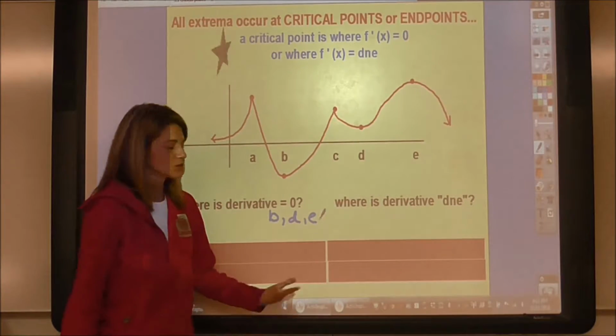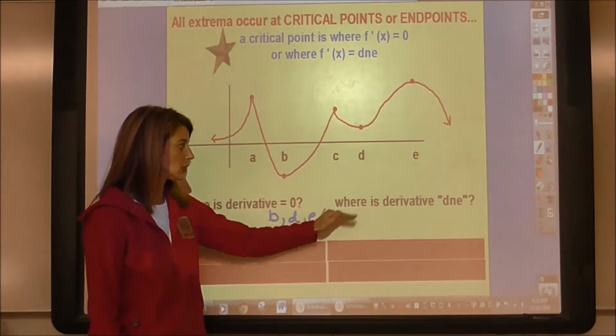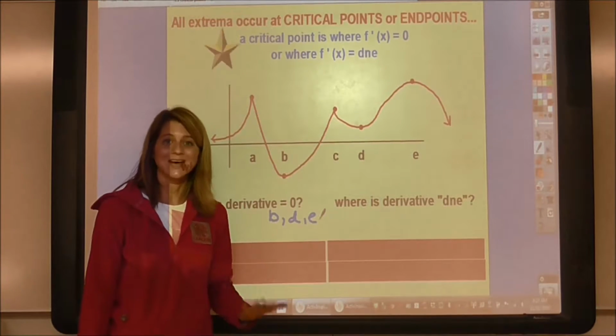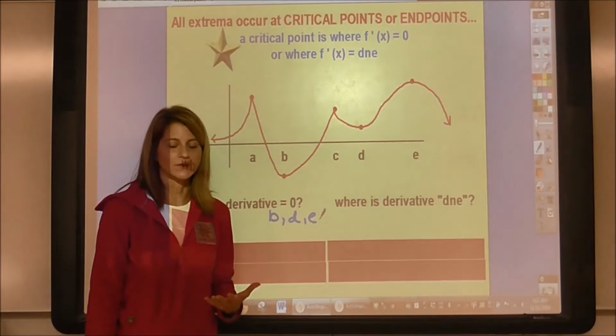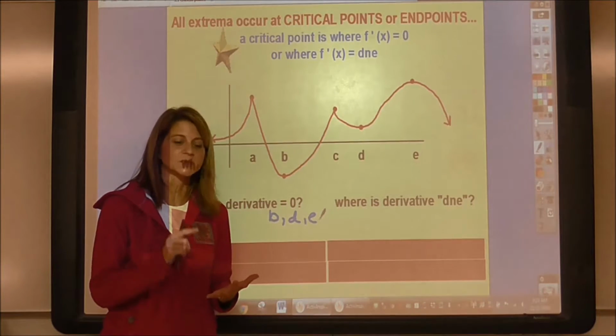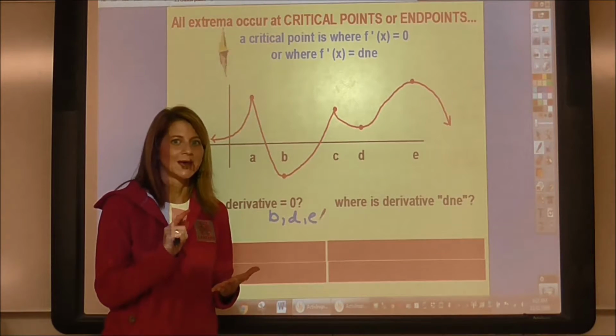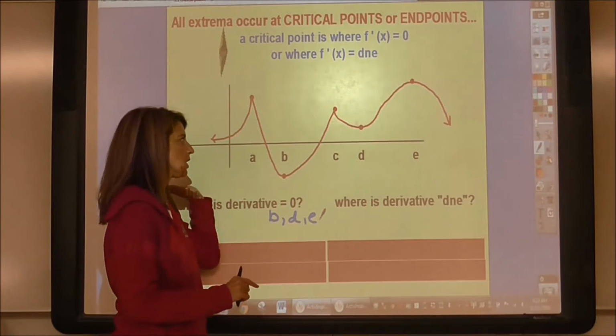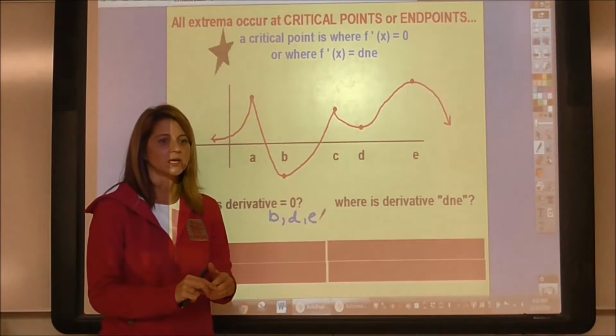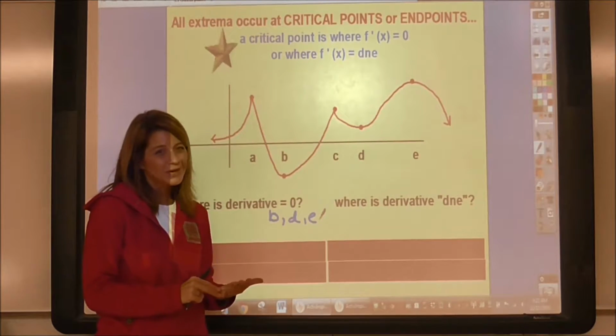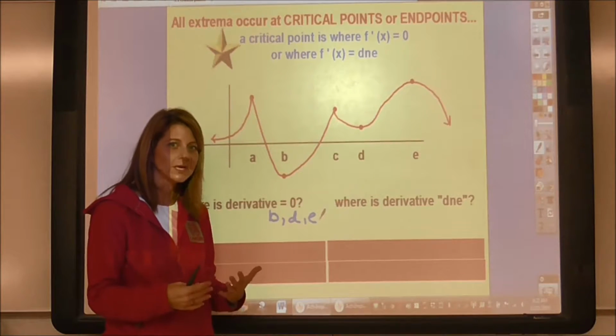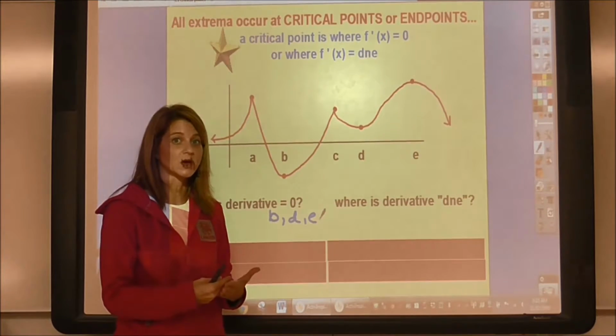All right. So what about this question over here? Where is the derivative not existing? Remember, we don't have derivatives at corners and cusps, vertical tangents, and any kind of discontinuity. No discontinuities on this thing. Maybe I have some vertical tangents. I have a feeling I'm looking more for things like corners and cusps.